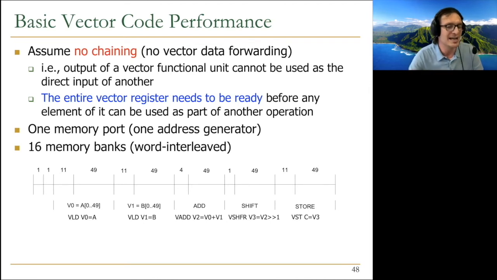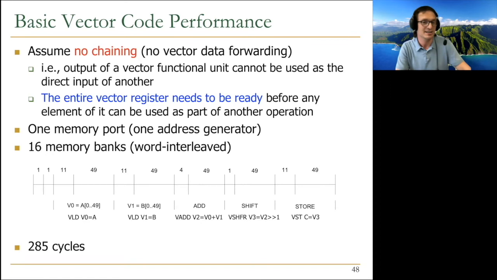So even though, for example, we could have parallelized this load, starting it concurrently with this one, and I agree that you could have done it with 16 memory banks over here, this picture is a little bit conservative in that sense. But even with that not done over here, you get 285 cycles, which is quite good, right?